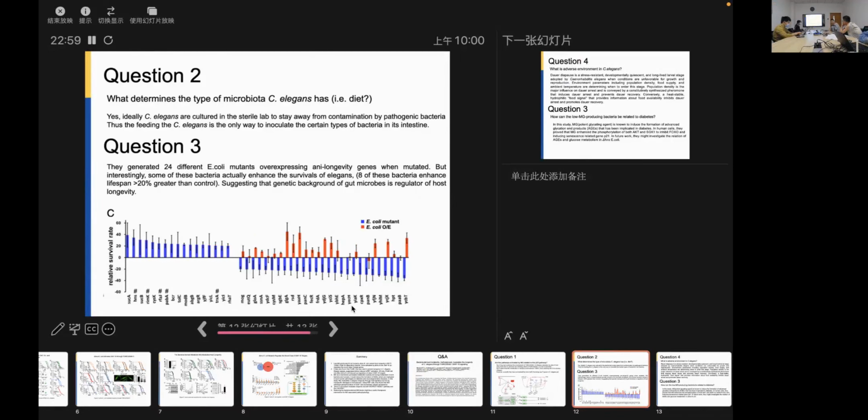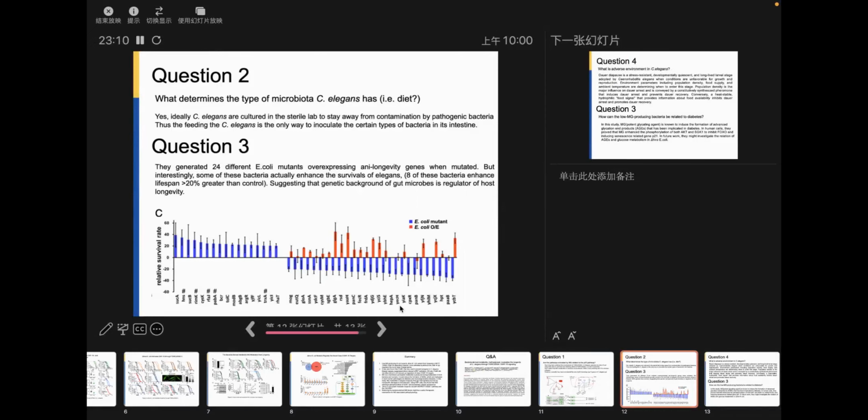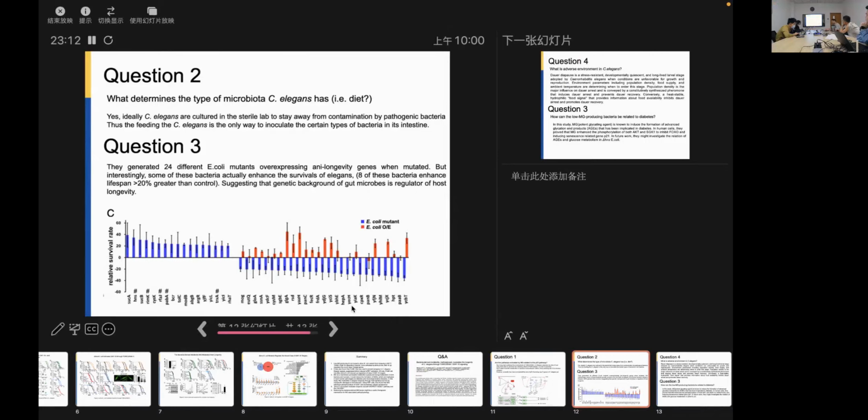I have a question. What does E. coli OE represent? It means E. coli overexpression.